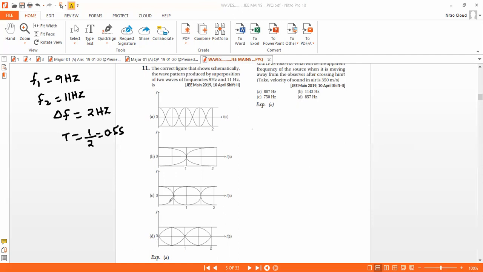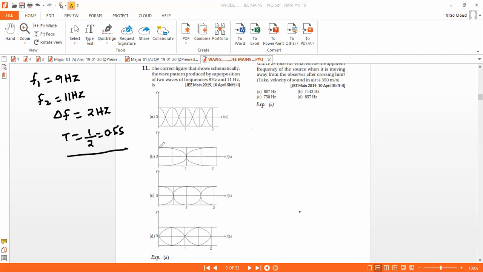On the x-axis we have the time, you can see. So among these options, in which diagram the time period is 1 by 2, that we need to find.